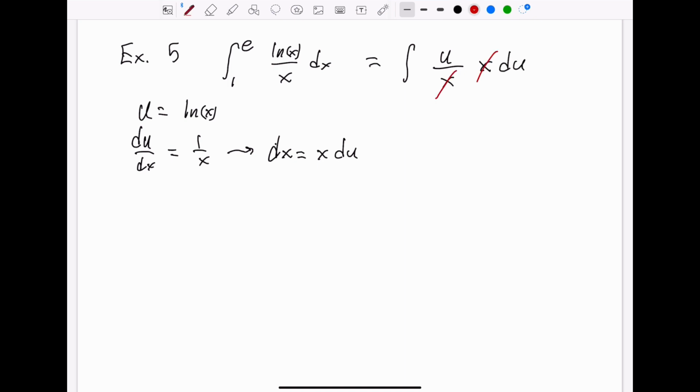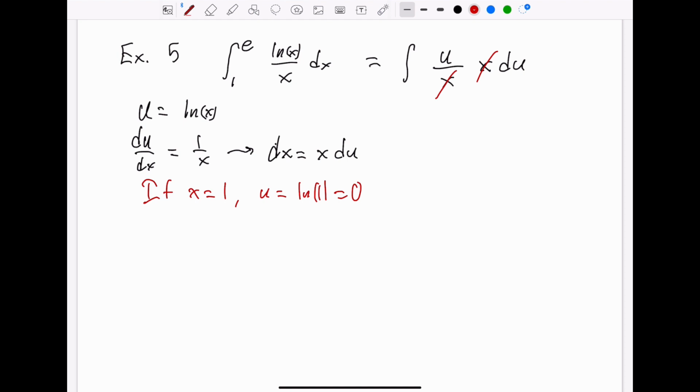The x's cancel. And now we need to transform the x limits of integration to be in terms of the new variable u. So we follow the same steps that we did in the previous example. If x equals the lower limit of 1, u, that's the natural log of x. So u will be the natural log of 1. The natural log of 1 equals 0. By the way, this is an important value. We should be comfortable with the fact that natural log of 1 equals 0. That's something we want to remember.